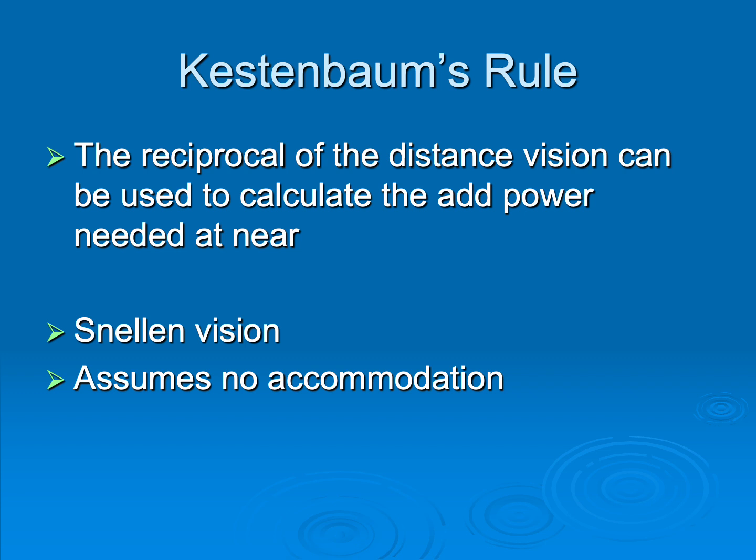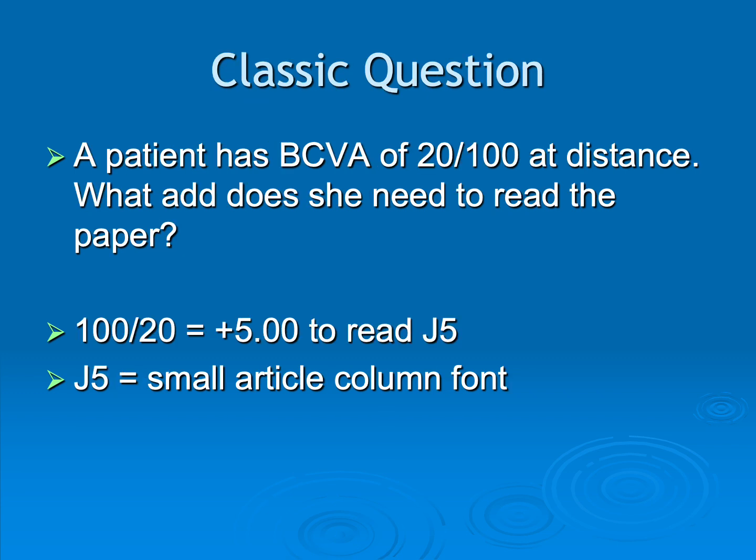Now, it's assuming there's no accommodation, but in these cases, and let me tell you, there's no accommodation. Another example, if I have a vision of 20/100, I flip that upside down, and 100 divided by 20 is +5 is the add that they would need. This is the bifocal add to read the newspaper. And here it is, the classic question that we've just gone through, +5 to read J5, which is the small articles in newspapers classically. That is the classic question that you will likely encounter at some point in your life.